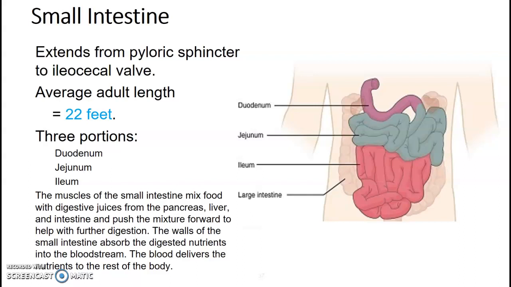All right, gang, small intestine. Our small intestine extends from the pyloric sphincter to the ileocecal valve. The average adult length is 22 feet. There are three portions: duodenum, jejunum, and ileum.